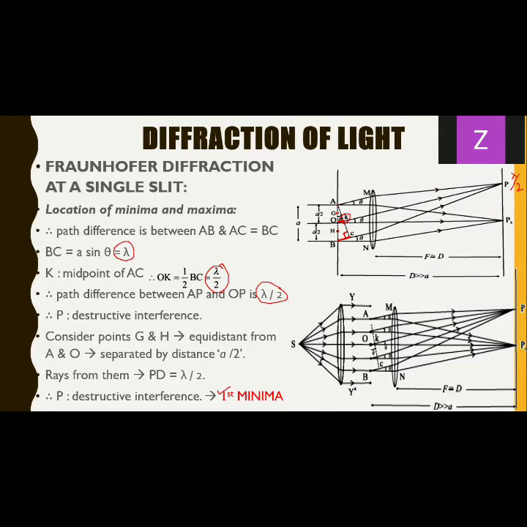अभी G और H के केस में क्या हो रहा है? G और H के केस में भी, what is happening when the ray goes from G to P and H to P, path difference वापस कितना आ रहा है? PD बोले तो पाथ डिफरेंस कितना आ रहा है वापस? लैम्बडा बाई 2 ही आ रहा है. मतलब यहाँ पे क्या हो रहा है? डिस्ट्रक्टिव इंटरफेरेंस फॉर्म हो रहा है, which we call first minima. ओके, समझा प्रथमेश?